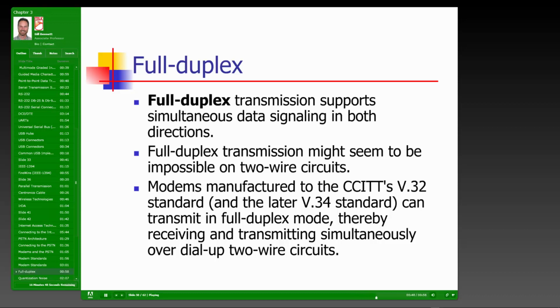If you think about what that means, you are essentially doubling the speed of the transmission, being able to both send and receive simultaneously.